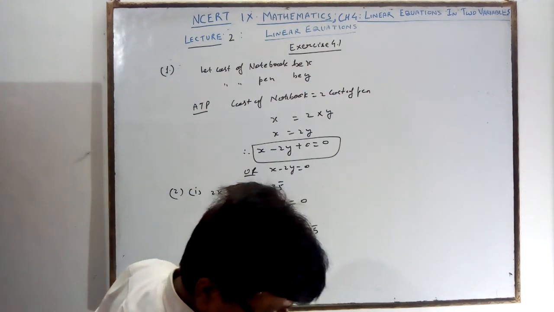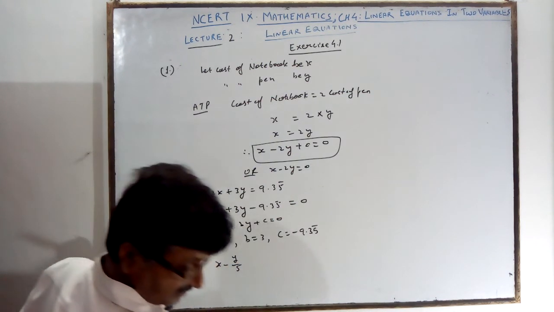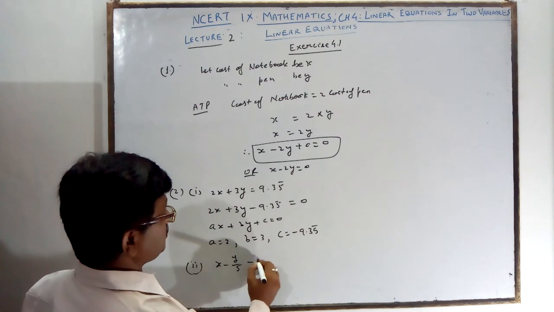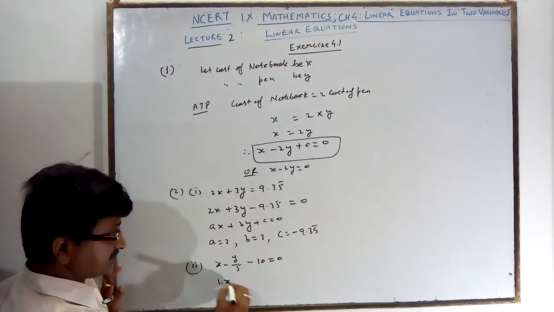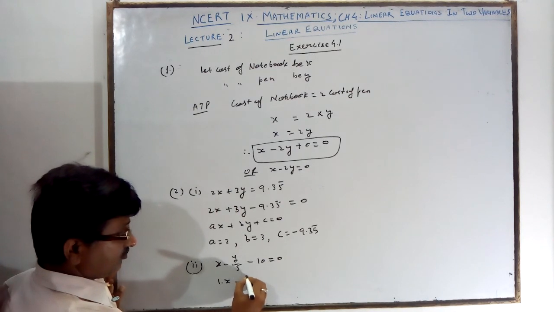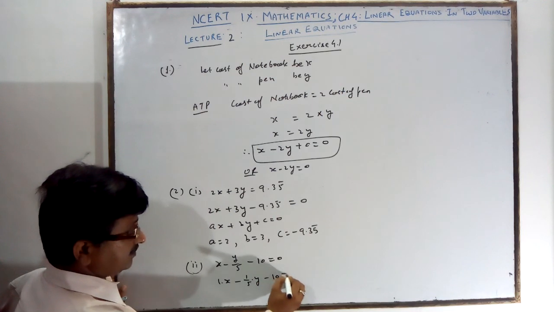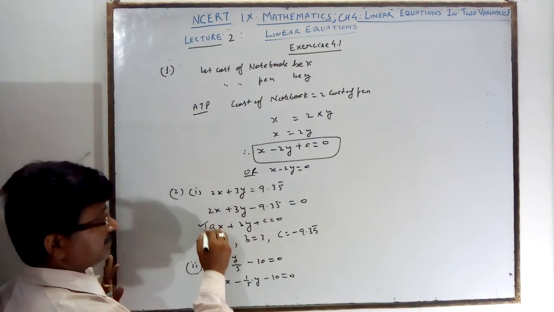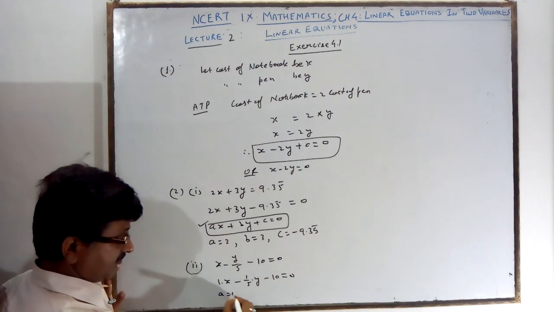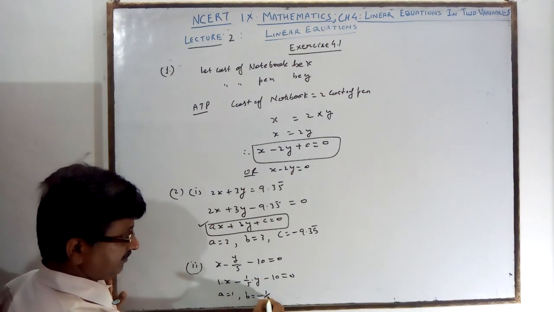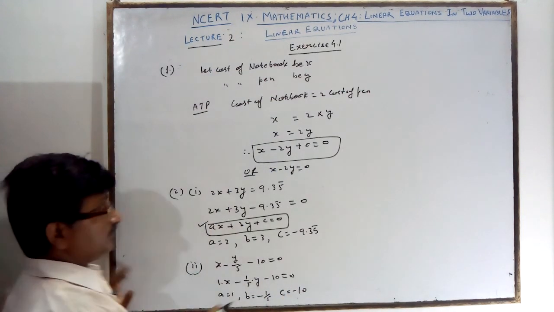Second: x minus y by 5 minus 10 is equal to 0. What is standard? It is already in standard form. 1x minus 1 by 5 y minus 10 is equal to 0. Compare with this. It is your standard form. I am not writing again and again. What is a? 1. What is b? Minus 1 by 5. What is c? Minus 10. Because here all is plus.